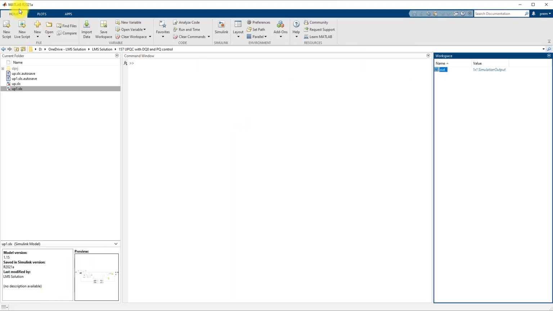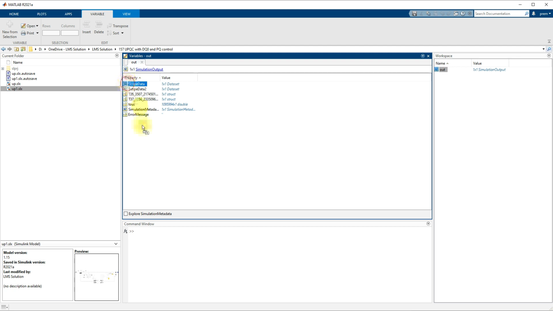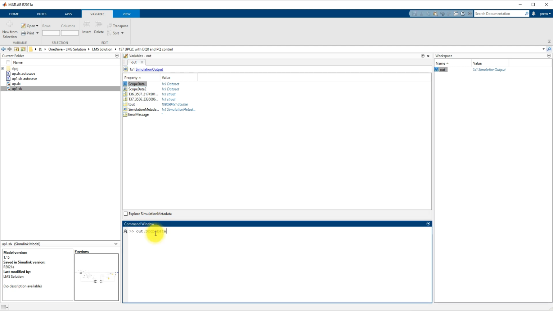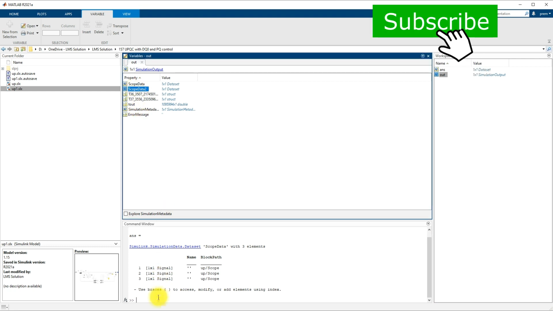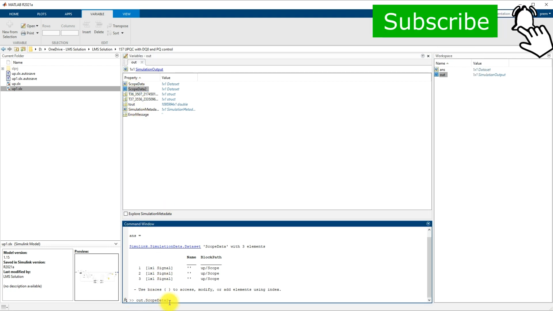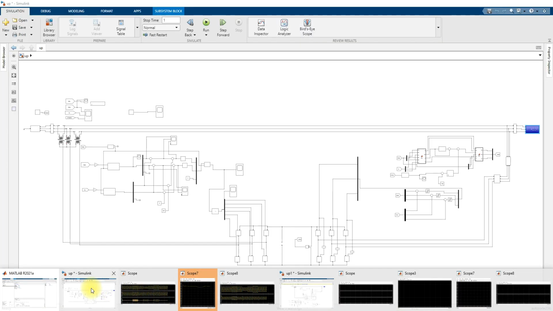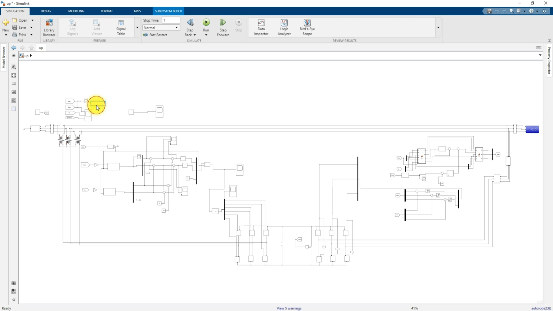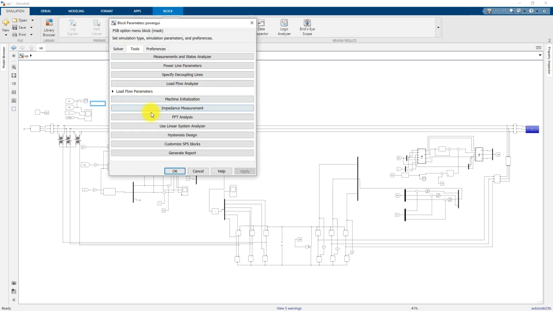MATLAB 2021. This model runs in 2021A. So just go to open this out function and then click scope data and then enter here and click scope data 2 and then you type ans1, enter. After that come to here and then open this Powergui and then click Tools, FFT.